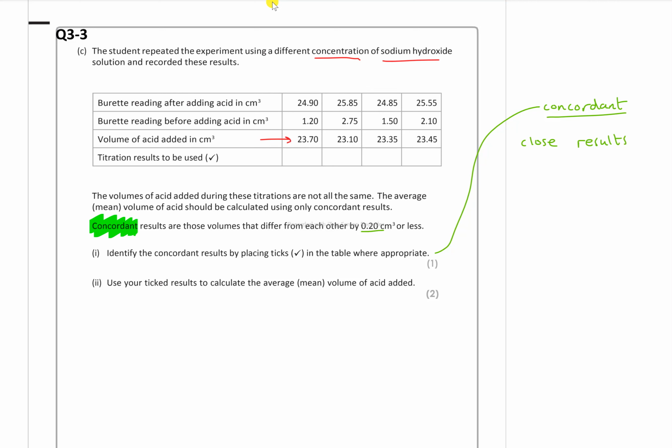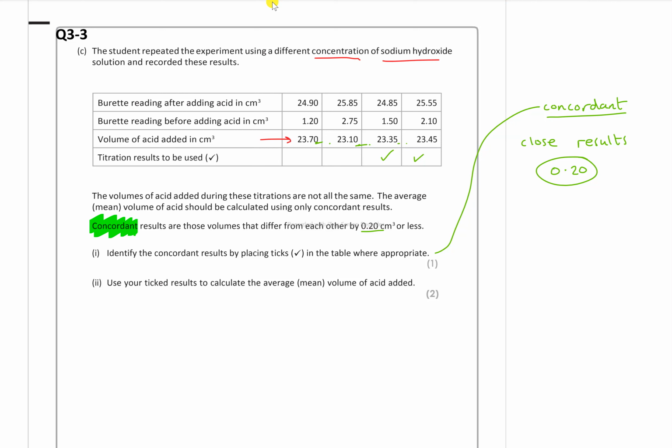They've said it has to be 0.20 plus or minus. So what you can do is you can get a calculator and check to see which of these is 0.2 from one another, and it'll be these two. Yeah, because that's 25 away. That's 25 away as well. So it's only them two.